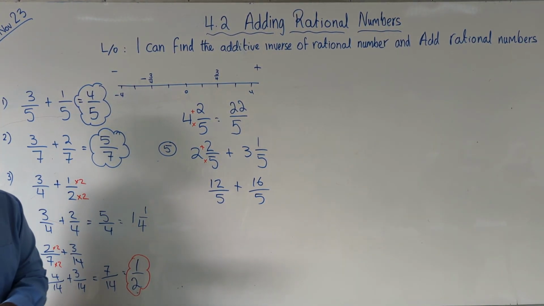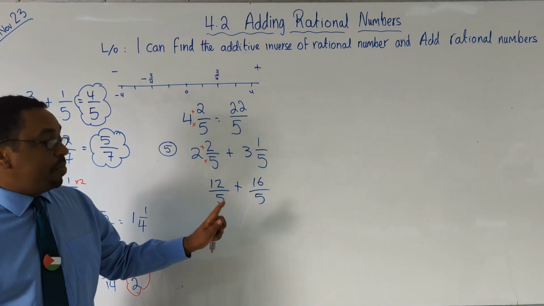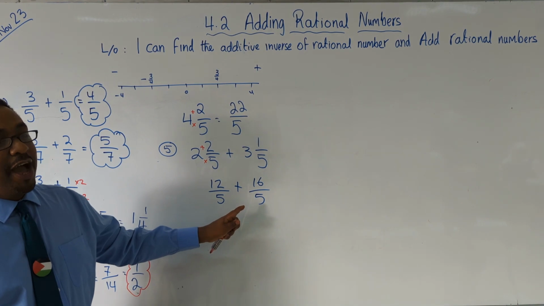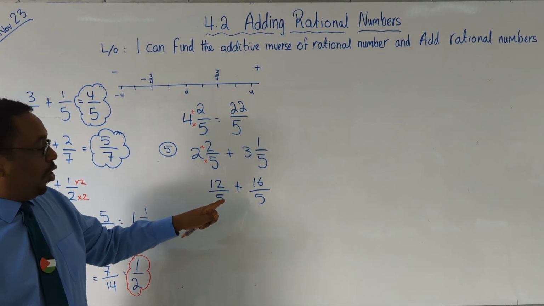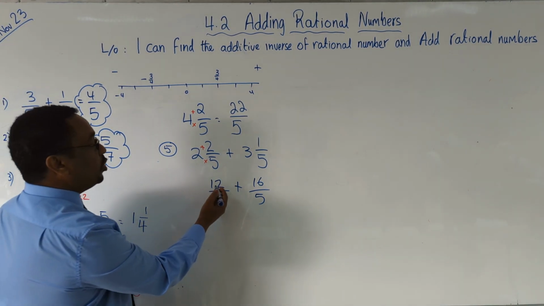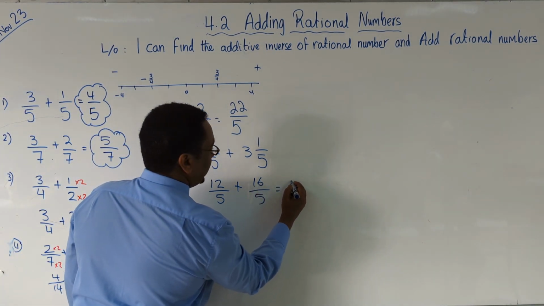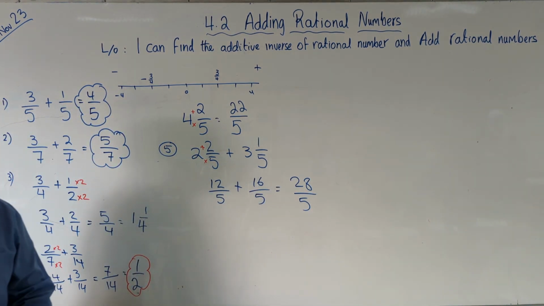So now all we have to do is, because our denominator is the same, all we have to do is add the numerators. So what is 12 plus 16? 28. So we have 28 over 5. This is our correct answer.